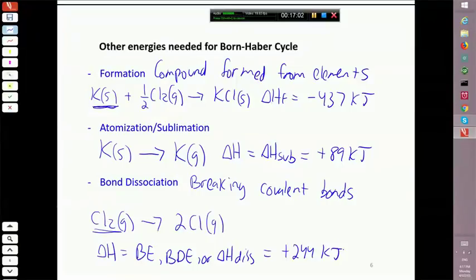We talked about lattice enthalpy already, we talked about ionization energy and electron affinity. All of those are part of this Born-Haber cycle that we're going to build. These are the other 3 terms. So let's just make sure we understand what they are before we go into it.